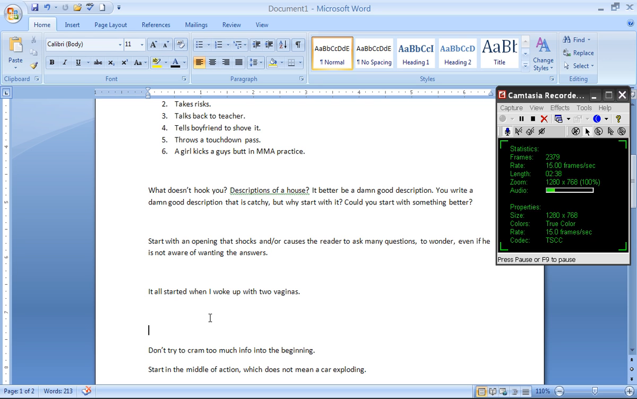So anyway, this is the first line, and we had this thread about just first lines of stories, and I really liked this one. It was something like this, I can't remember the exact words: "It all started when I woke up with 2 vaginas." I mean, that is such a great opening.